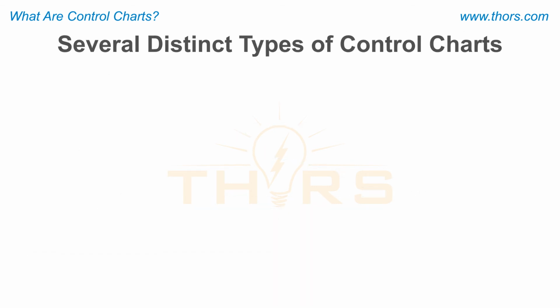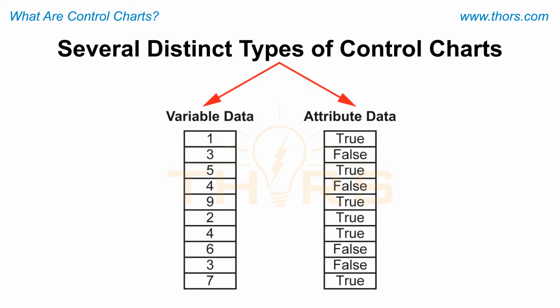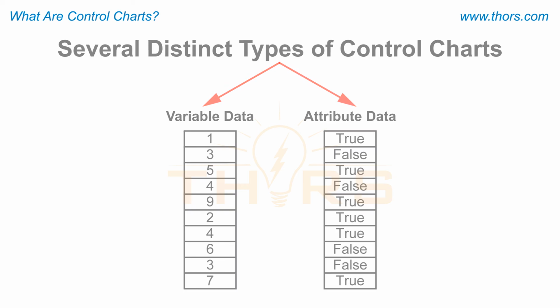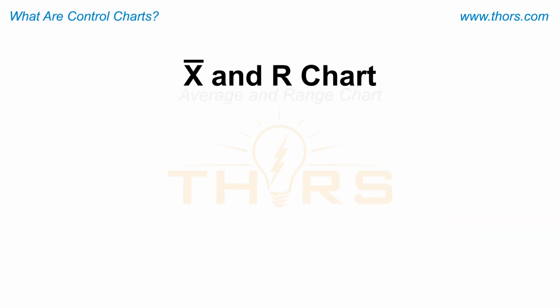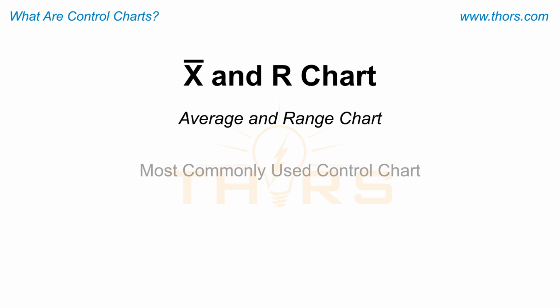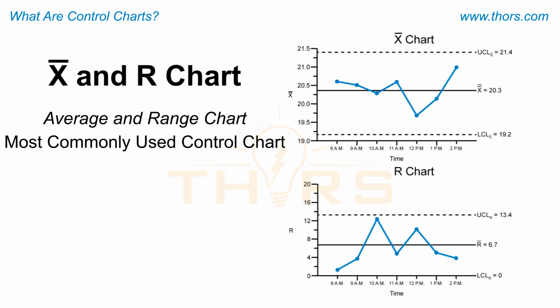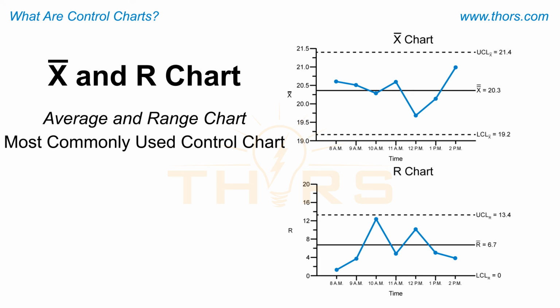There are several distinct types of control charts based on the type of data being collected and analyzed. Of the several types, the Xbar and R chart, or average and range chart, is the most commonly used control chart in most manufacturing settings, and thus part of the 7QC toolkit.